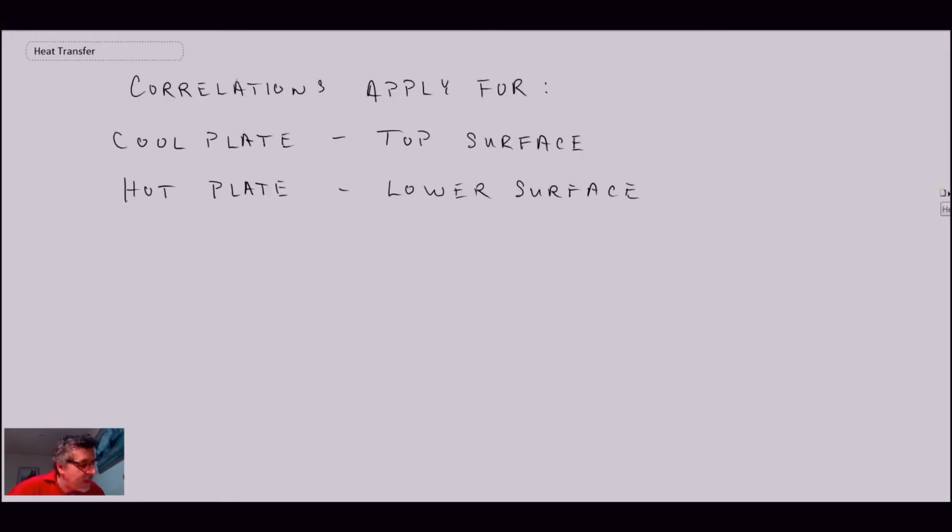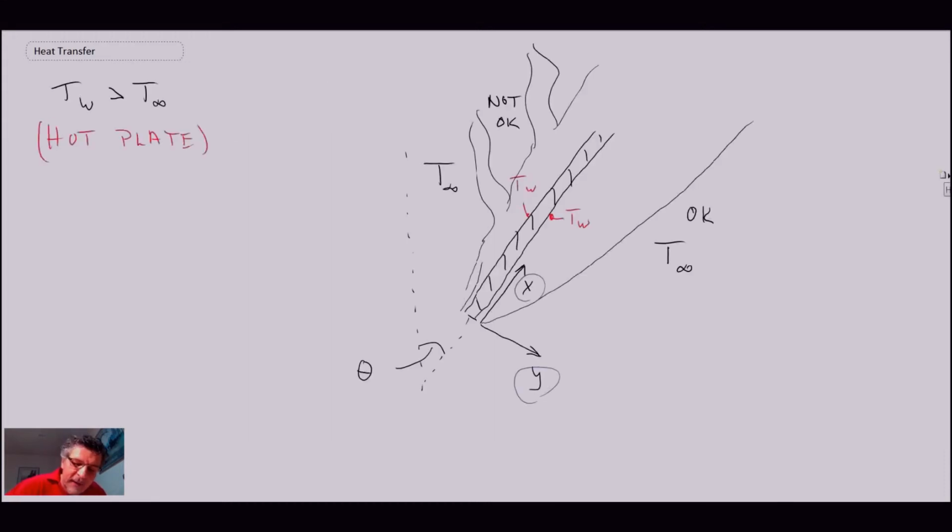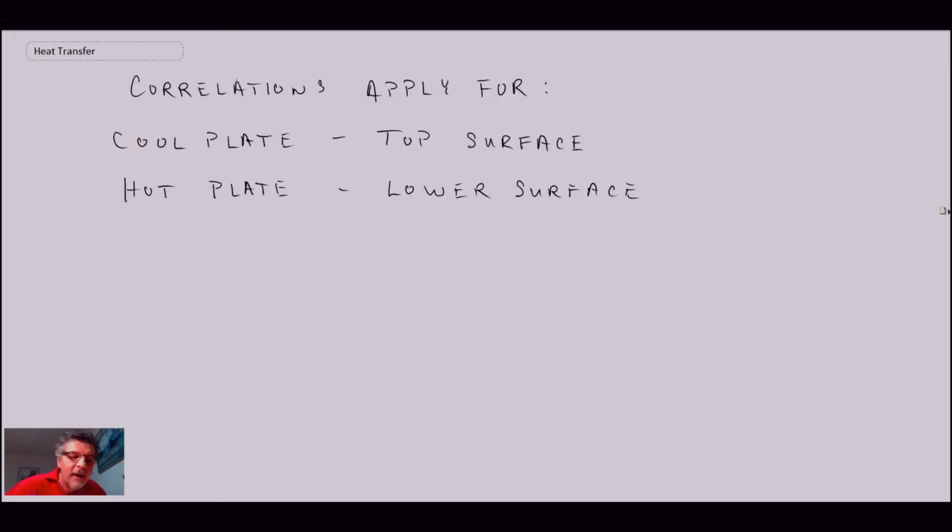And then the other thing is that it will only apply over restricted angles. So what we're looking at here, theta is the angle, and the correlation works obviously from 0 degrees, because that would be the vertical plate that we've looked at previously, and theta will go up to a max of 60 degrees. Beyond that, you start moving into what we would call a horizontal heated or cooled plate, and the fluid mechanics becomes different and the correlations break down.